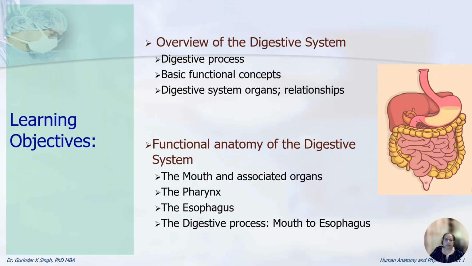The learning objectives for this lecture are: we are going to have an overview of the digestive system, what it does, and what the digestive process is. We'll also talk about the digestive system organs and their relationships to one another, and then the functional anatomy of the digestive system.